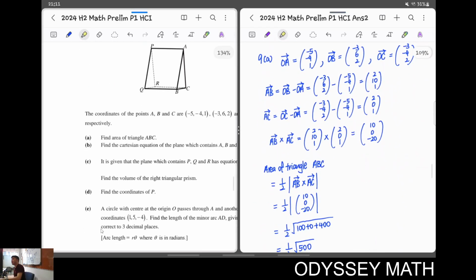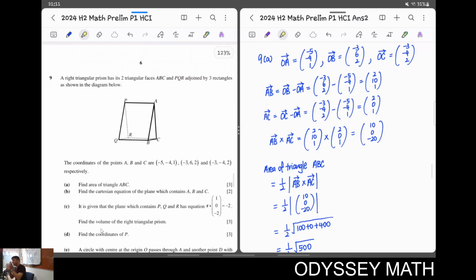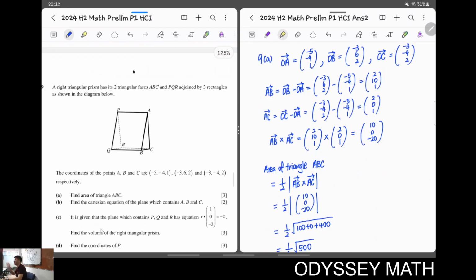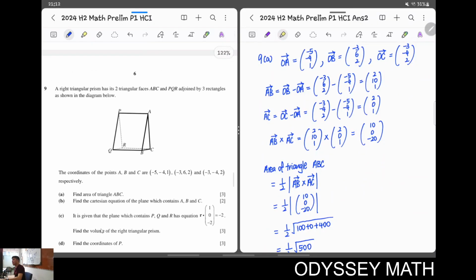Right, 9A, vectors question. This was in your school paper, but much harder. This one is the hard one. Harder than your one. Not say harder, it's a different context. A right triangular prism has its two triangular faces ABC and PQR adjoined by three rectangles as shown in the diagram below.